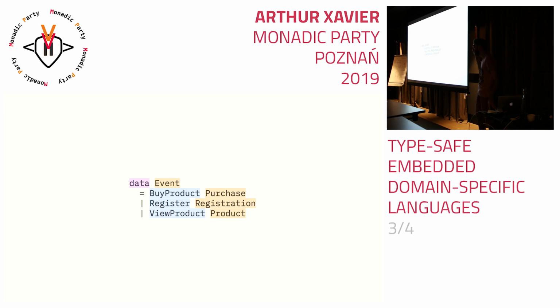So a way of defining our effects, for example, is this, right? A normal data type. So a buy product event contains a purchase, a register event contains a registration, view product contains a product.